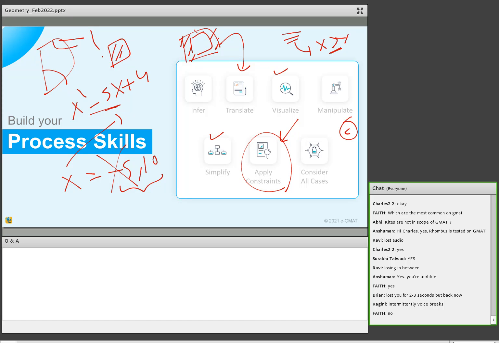A lot of us who are already comfortable with math do all these steps unconsciously, but you need to have an understanding that these kinds of skills exist. So that's what we have been doing. We have done our research and understood that these are the core skills that are actually employed to create GMAT style questions. Okay, so just a quick idea of process skills.